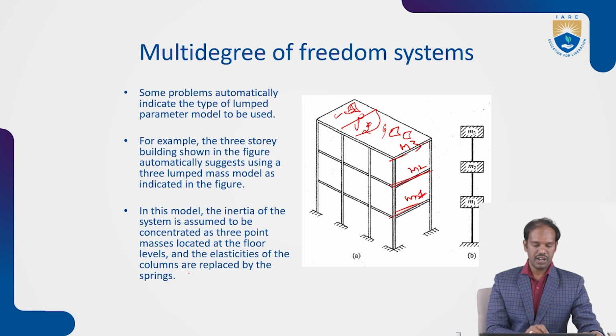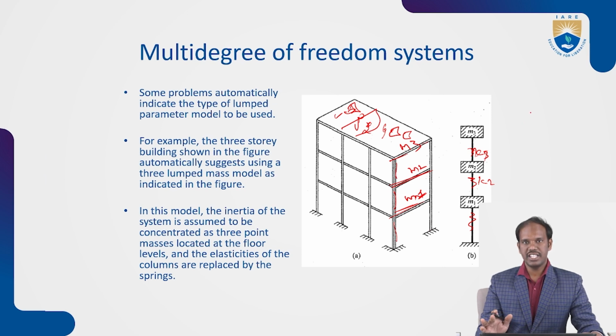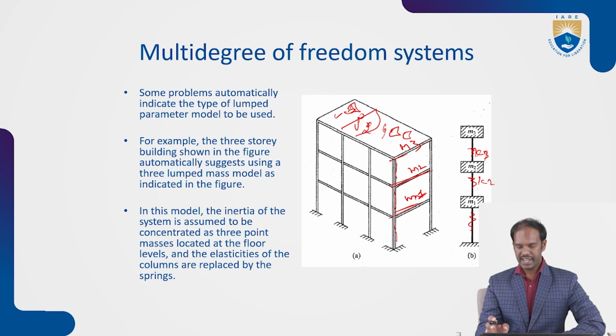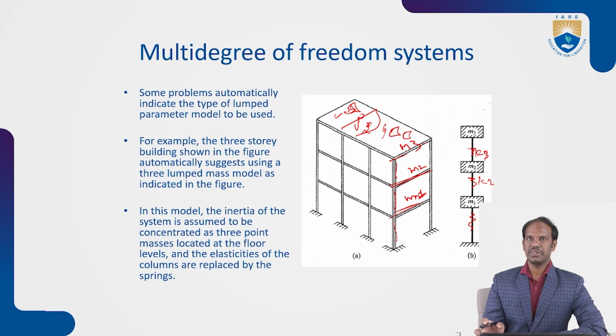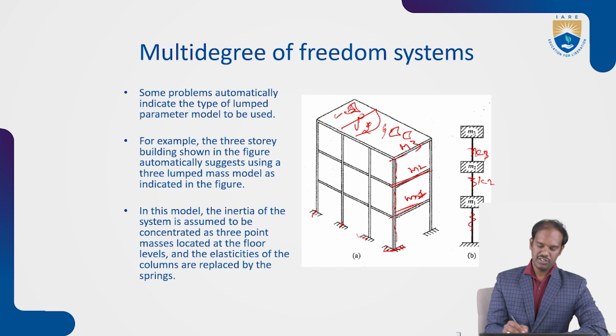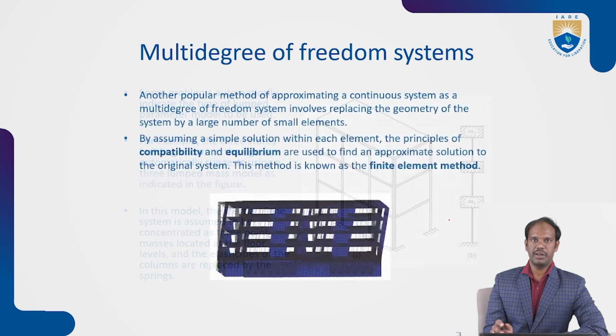The elasticity of these columns is replaced by springs. So these columns are K1, K2, K3. These are the pillars, or columns. If you have any disturbances, it will be observed in the elastic columns. And this is the foundation of these pillars, which we can also observe.